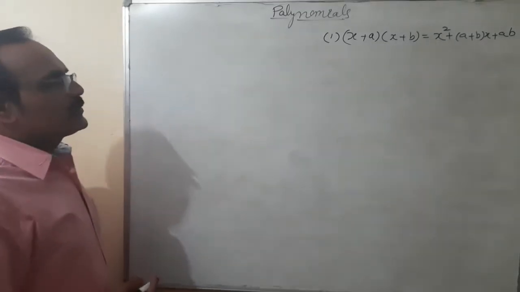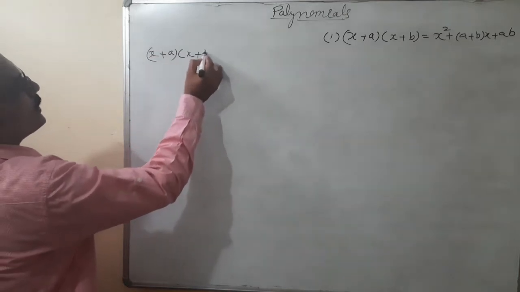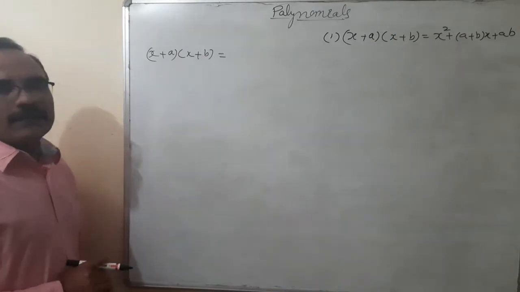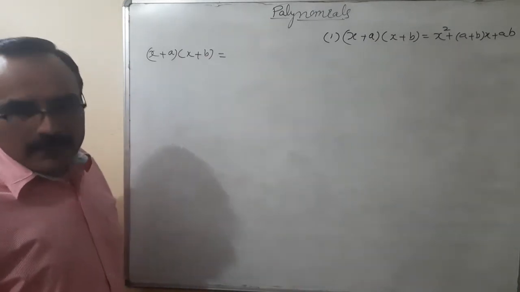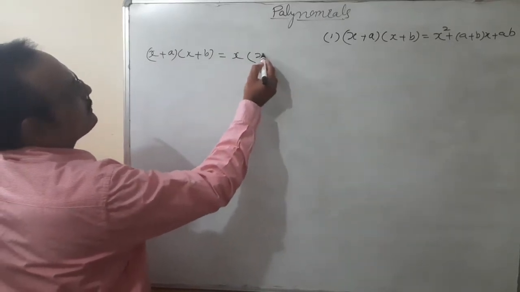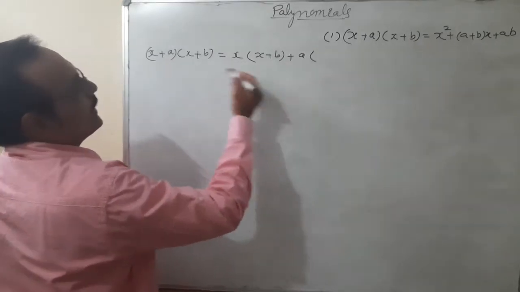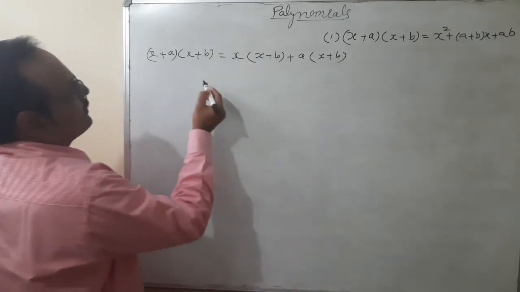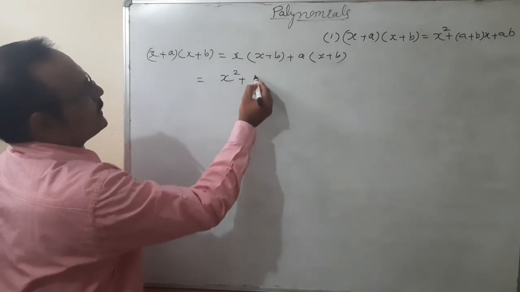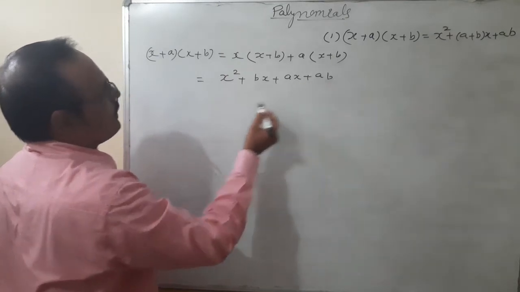So friends, nothing special in it, simply x plus a, x plus b, there are two terms in a bracket and both the terms are in a bracket. We'll multiply them. As we multiply, simply the multiplication of 2 brackets: first number of first bracket multiplied by second bracket, plus second number of first bracket multiplied by second bracket. So when I open the bracket, it is x square plus bx plus ax plus ab.